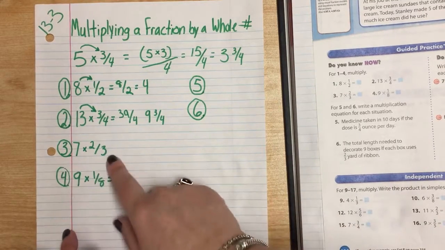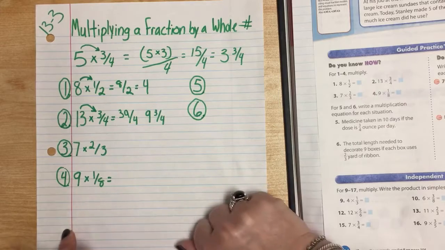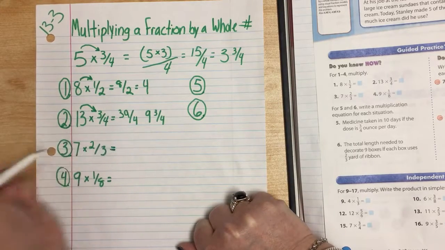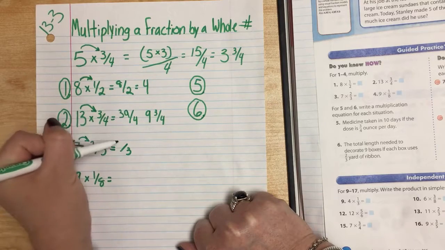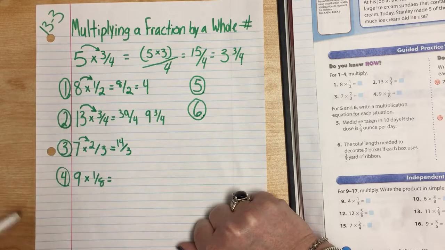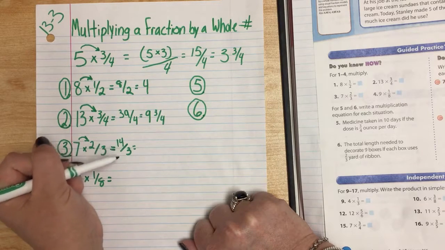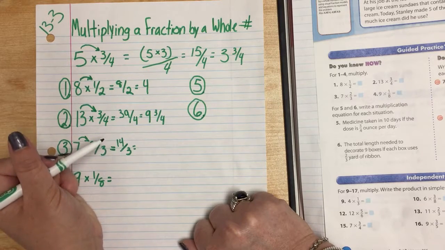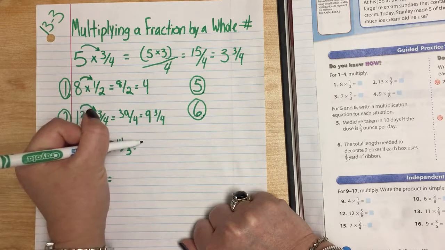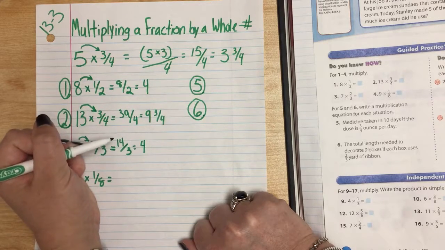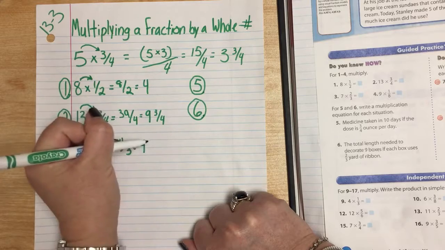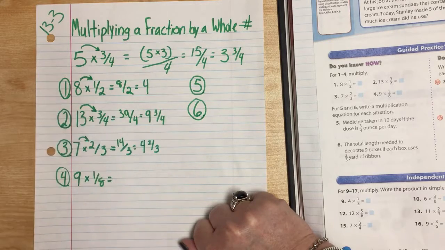Okay. The next one, 7 times 2/3. Again, the 3 stays put. 7 times 2 is 14. Okay. How many times can 3 go into 14? I wish it was 5. It can't be. Can't go over. So it's 4 times. 3 times 4 is 12. 14 minus 12 is 2/3.